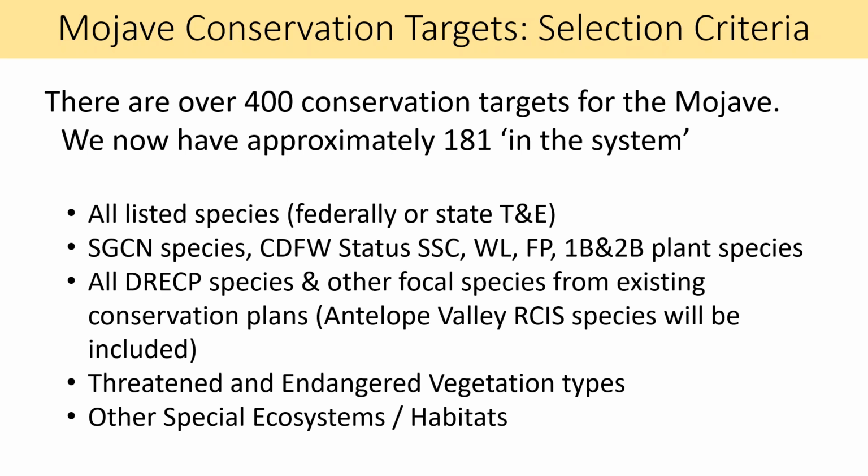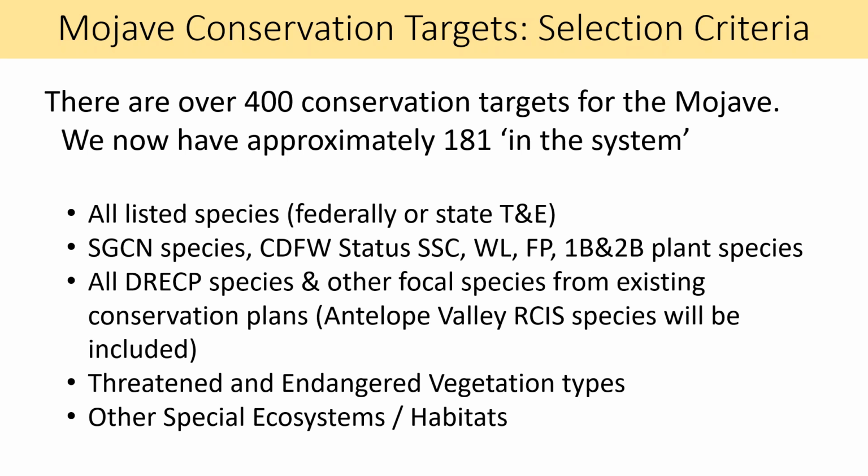They include all of the listed species. We'll also be including all of those that have G1 and G2 and S1 and S2 ranks from the network of heritage programs, NatureServe. And then species of greatest conservation concern, CNDDB, 1B and 2B plant species. We're including all of the different species and focal conservation targets that have been identified in any existing HCP or NCCP or activity like the RACP or RCIS.